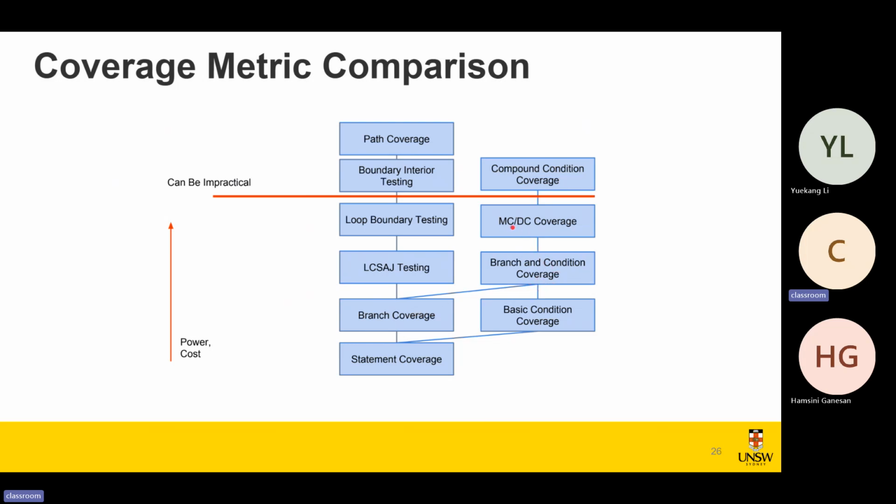And MCDC coverage requires more test cases because we need to consider different combinations. And compound condition coverage is impractical in most cases because we need to have the Cartesian product of each sub condition for most of the decisions. So that's why it could be impractical in this case.